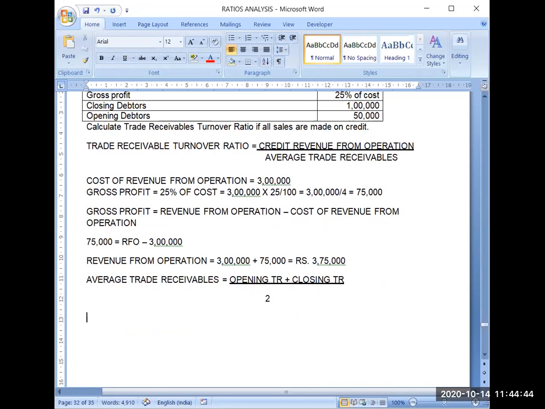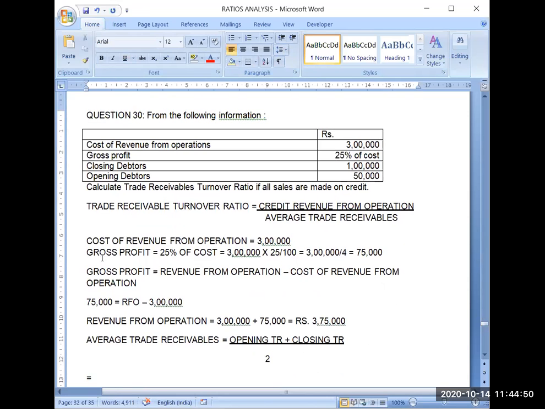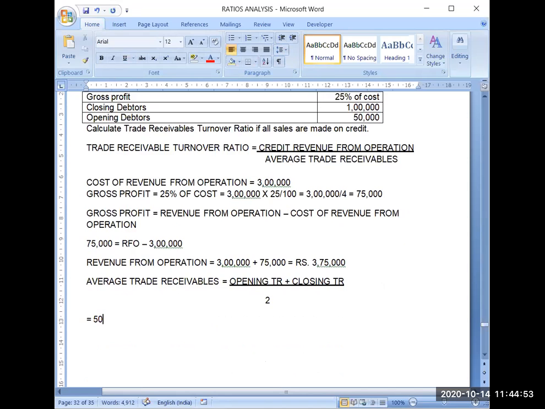So this way, if you solve it, it will be equal to opening debtors given 50,000 plus closing given 1 lakh, divided by 2. It will be 1,50,000 divided by 2. And then you can write that it will be 75,000. So always show each and every step of your calculation. Don't write directly that this is equal to 75,000. Sometimes you may make a mistake if you are in a hurry.